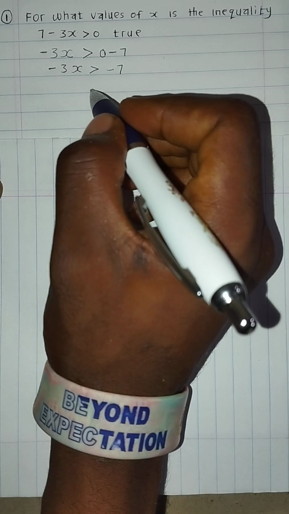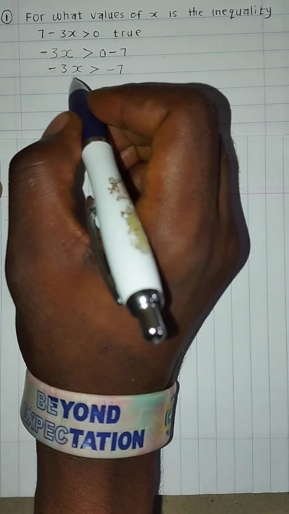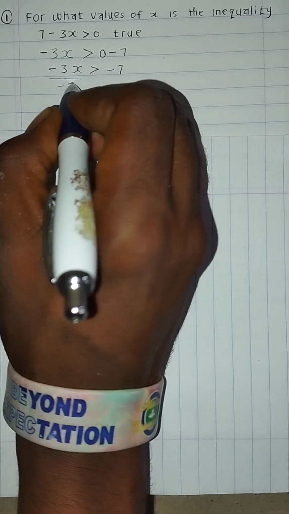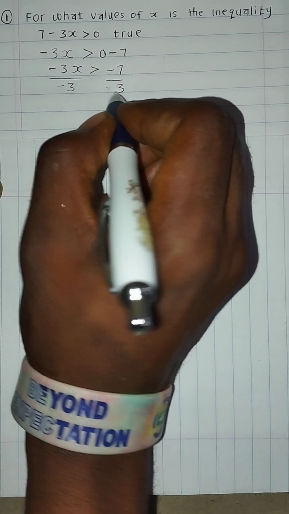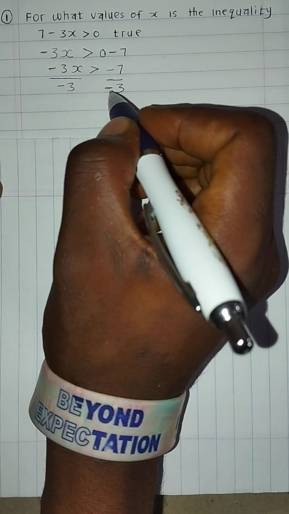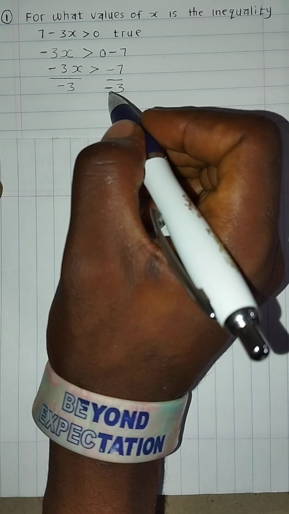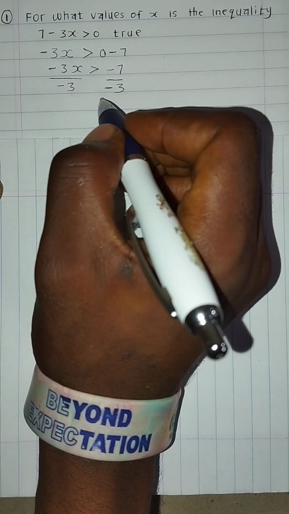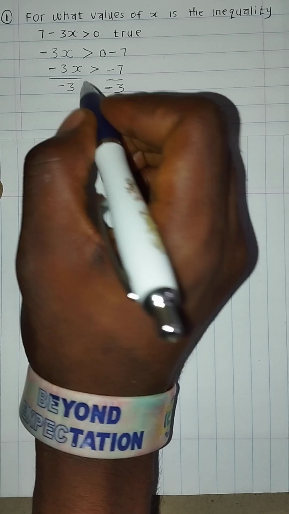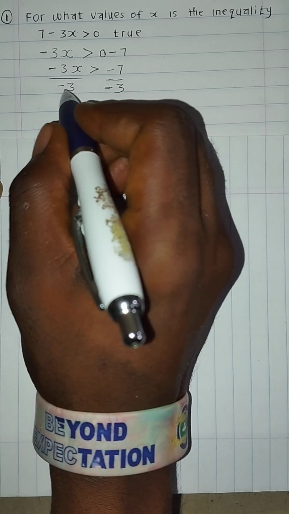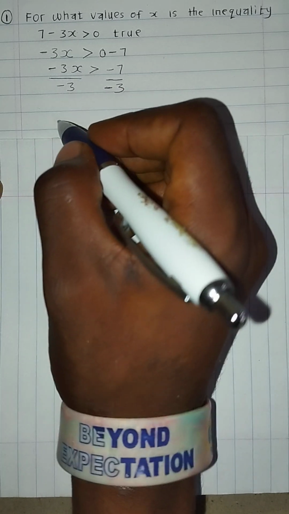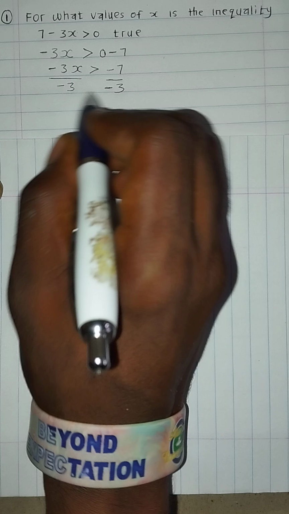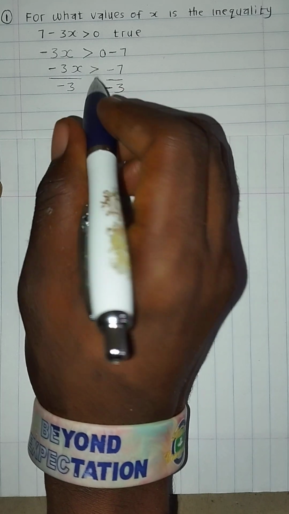So what do we do next? We need to make x stand alone. That is our goal. So we divide both sides by minus 3. In one of my videos on inequality, the link will be in the description box below, I explained the rules of inequality. And one of the rules is what I will be applying here. Whenever you divide both sides of your inequality by a negative number, your inequality sign will change.